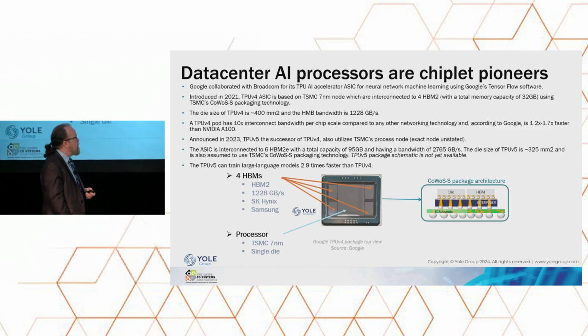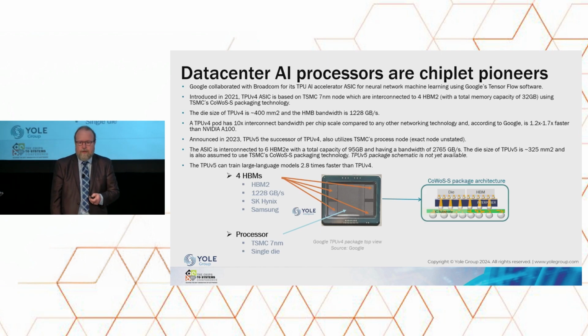Another example of the data center solution, this is a Google TPU version 4. So it's not just the standard processor vendors. We also have hyperscalers, each out there doing their own AI acceleration or other data center graphics acceleration on their own chip solutions. They are all moving to chiplet-based technologies.